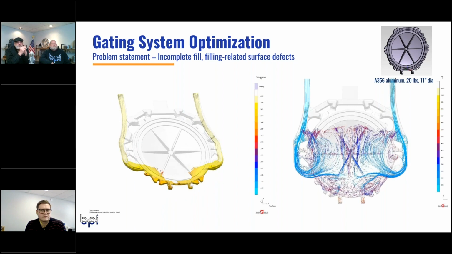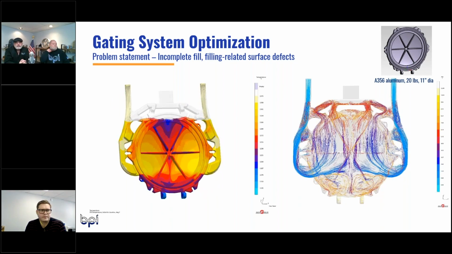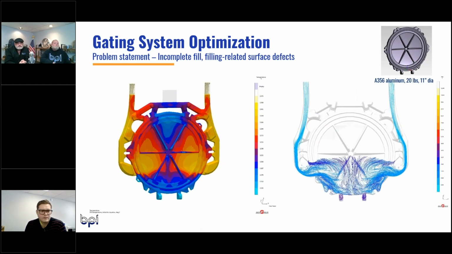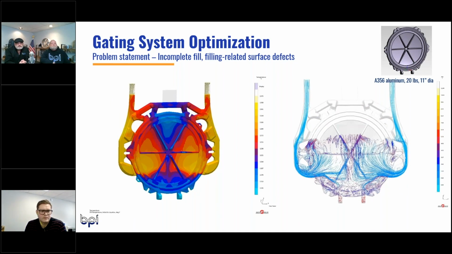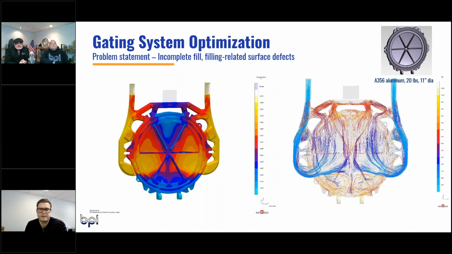The animation on the right side is what we call a tracer particle result. It allows us to take an X-ray view into the metal stream and understand the various eddies and direction in which the metal flows throughout the part. So let's take a closer look on the next slide. There's a static image of one of the steps in that sequence.